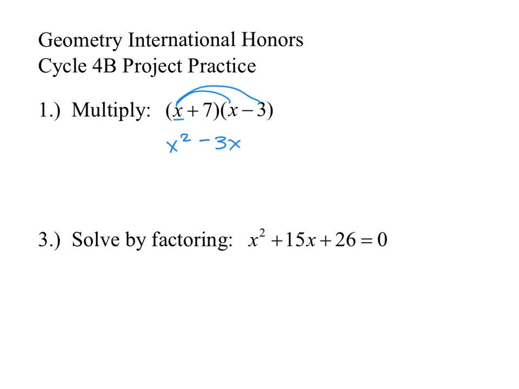So now let's move on to the 7 and distribute it. First we take 7 times x, which gives us 7x, and then 7 times -3, which gives us -21. Now at this point you'll see that there are some like terms that need to be combined. So our final answer will be x squared plus 4x minus 21.